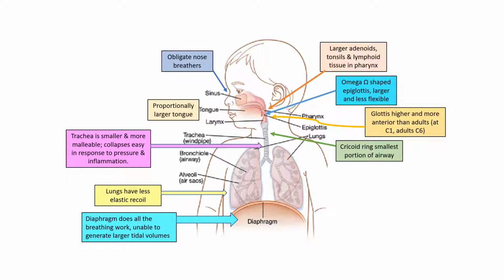Their tongue is going to be proportionally larger in comparison to the rest of their mouth as compared to adults. Their epiglottis is an omega shape, which means it's larger and less flexible than an adult epiglottis. Again, this makes it more susceptible to trauma and obstructing the airway when it becomes inflamed. The glottis is higher and more anterior than in adults. It's located at C1, whereas in adults it's located at C6. Again, this contributes to easier acute airway obstruction.